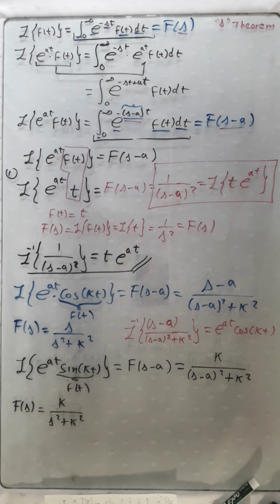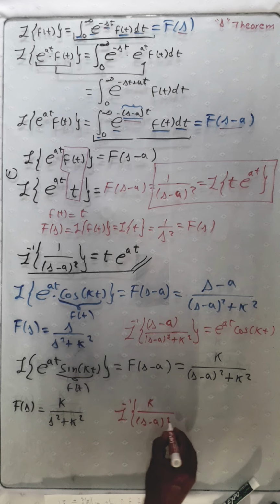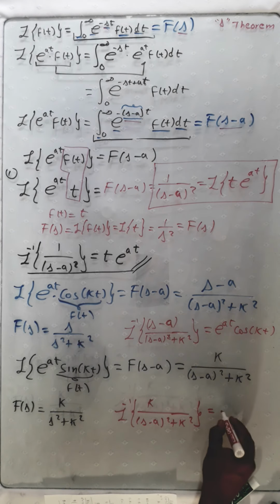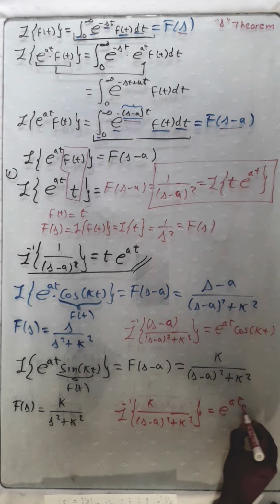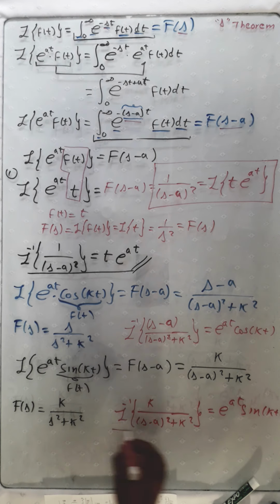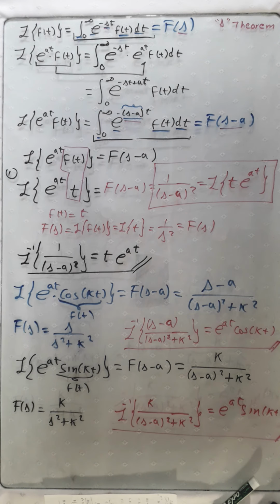Then you can have the Laplace inverse. The Laplace inverse of k over s minus a squared plus k squared is equal to the exponential of at sine of kt. And I recommend you keep these formulas, because you are going to use them on the homework and in some of the solutions of the differential equations.